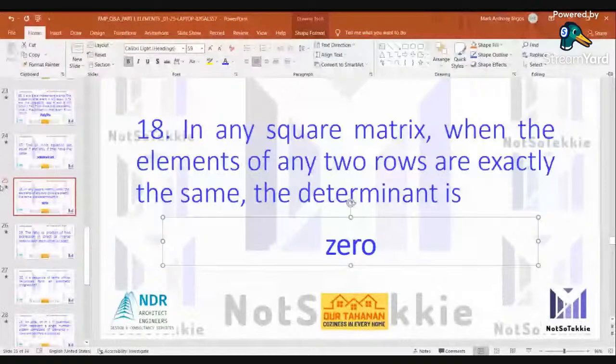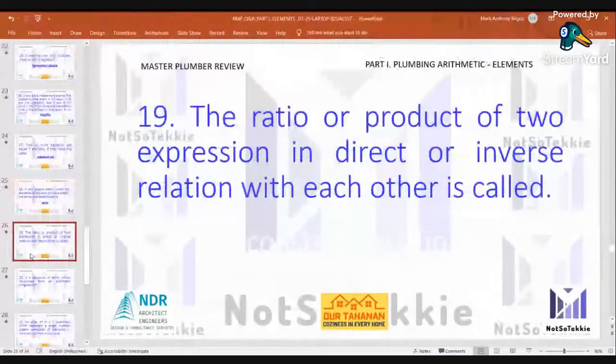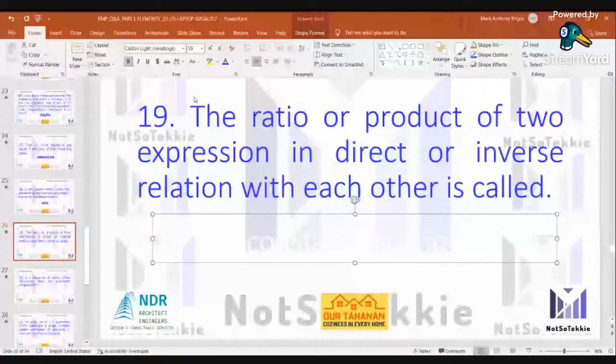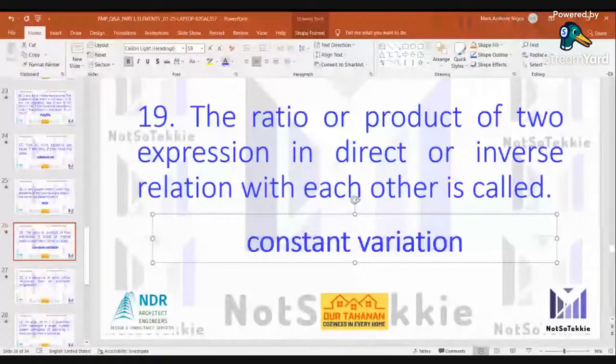Number 19. The ratio or product of two expressions in the direct or inverse relation with each other is called what? The answer is constant variation. The ratio or product of two expressions in direct or inverse relation with each other is called constant variation.